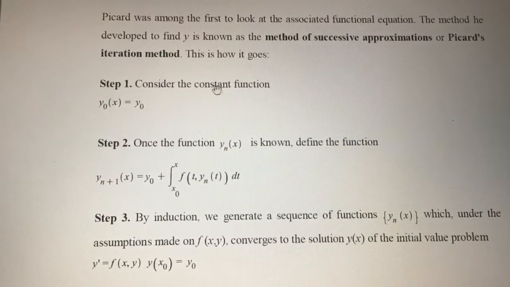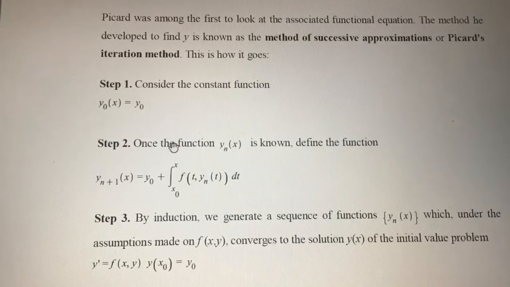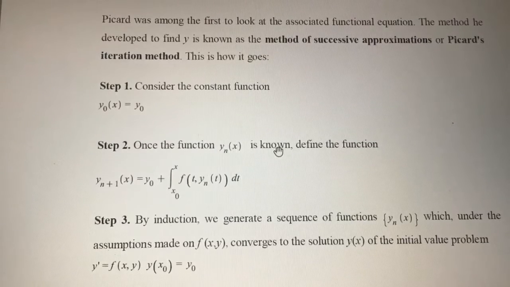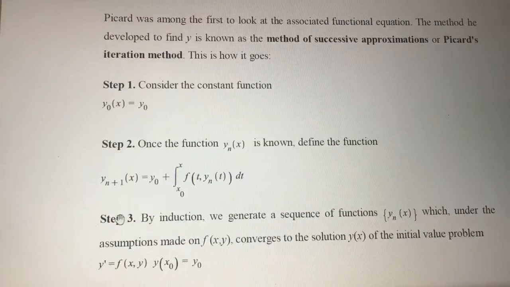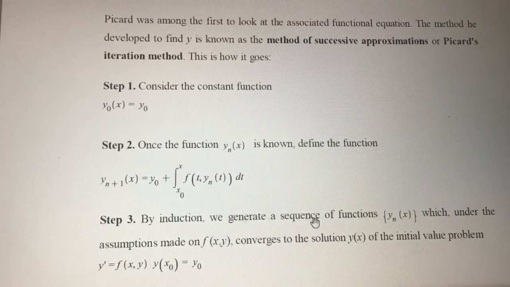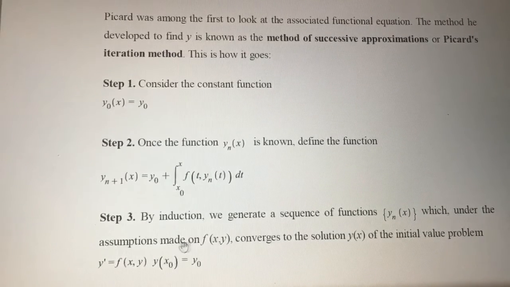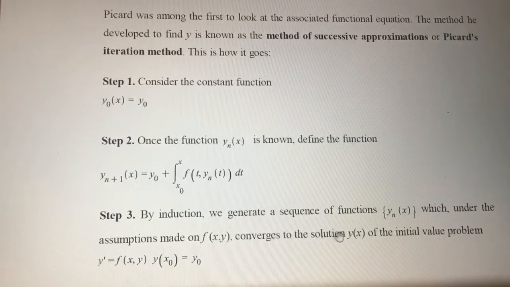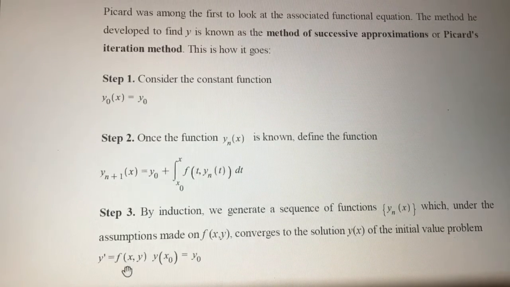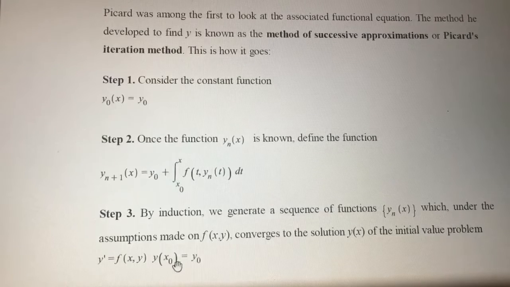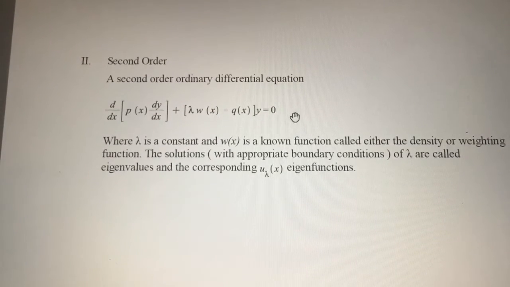Step 1. Consider the constant function y0(x) equal to y0. For step 2, once the function yn(x) is known, we define this function. For step 3, by induction, we generate a sequence of functions yn(x) which, under the assumption made on f(x,y), converge to the solution y(x) of the initial value problem, y prime equal to f(x,y), y(x0) equal to y0. For a second order ordinary differential equation, this is the equation.